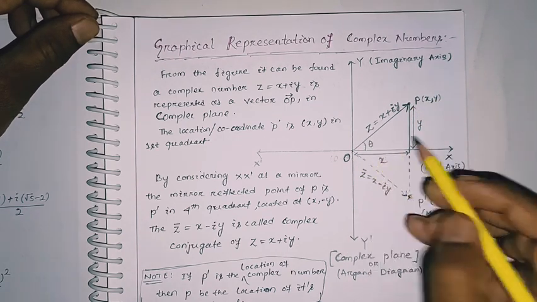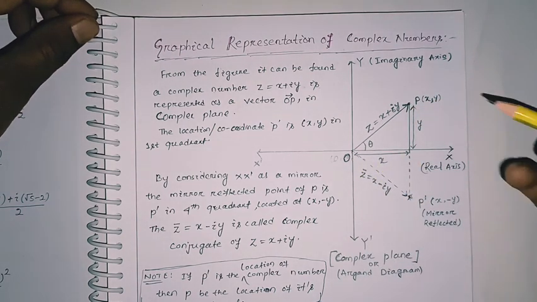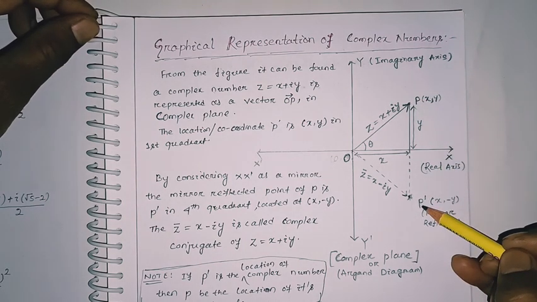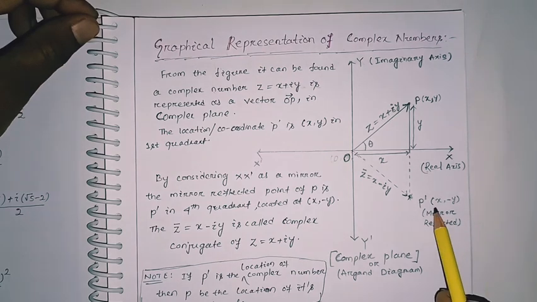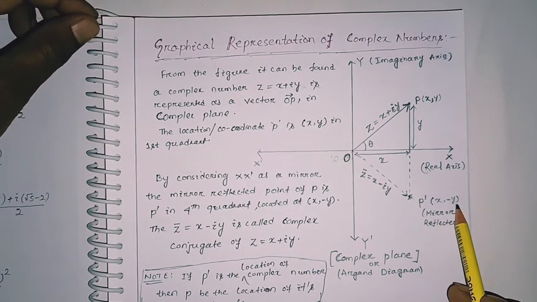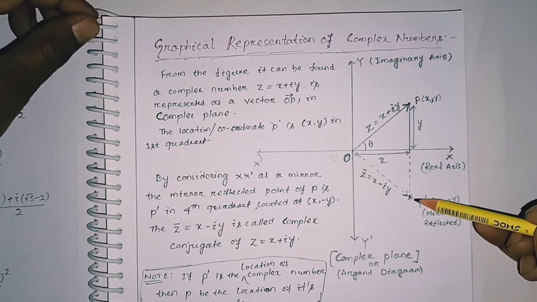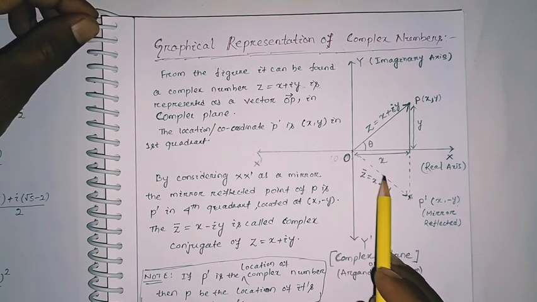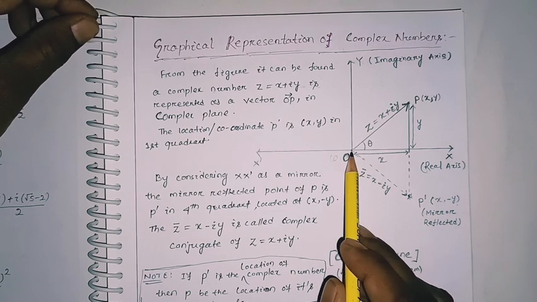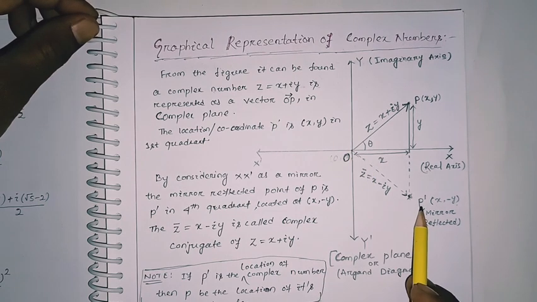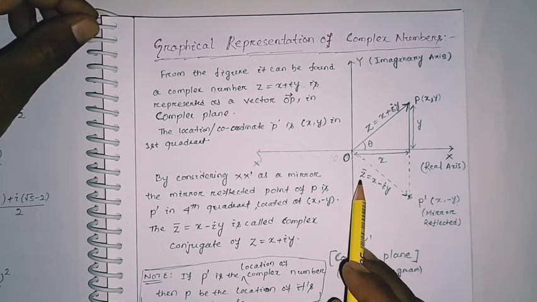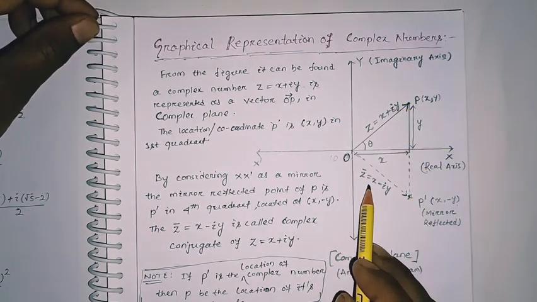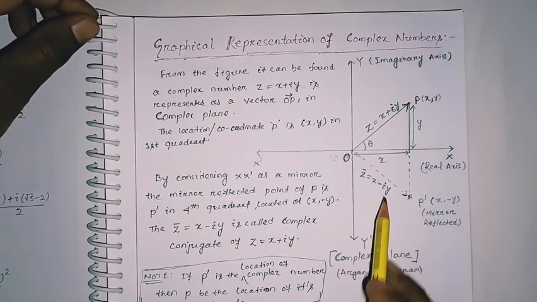Make an angle theta. And its exact mirror point, this one, is located at P dash, and its coordinates are x, minus y. This is just the exact mirror reflection of this point. And if I consider this vector from O to P dash, it is represented as z bar, or the complex conjugate of this complex number, that is x minus iy.